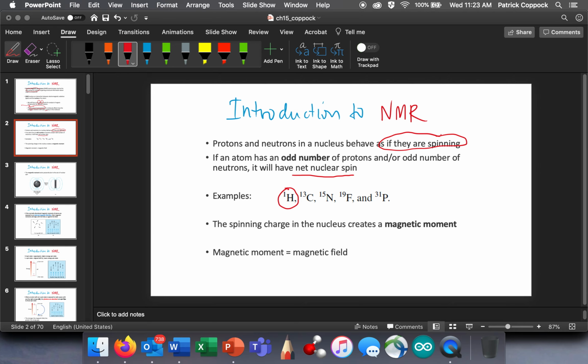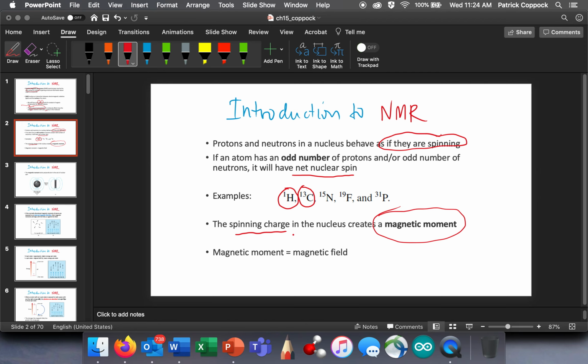So since hydrogen typically has no neutrons, just one nuclear particle, that's an odd number of nuclear particles. Carbon-13 has an odd number of nuclear particles, okay? Nitrogen-15, fluorine, and so on, right? So an odd number of nuclear particles means that the nucleus is going to have some spin, right? Now, the spinning charge of the nucleus creates a magnetic field.